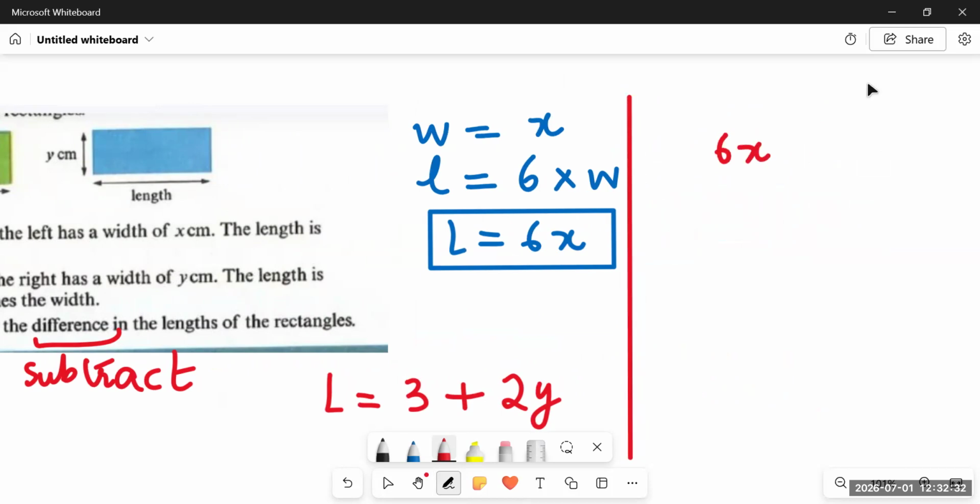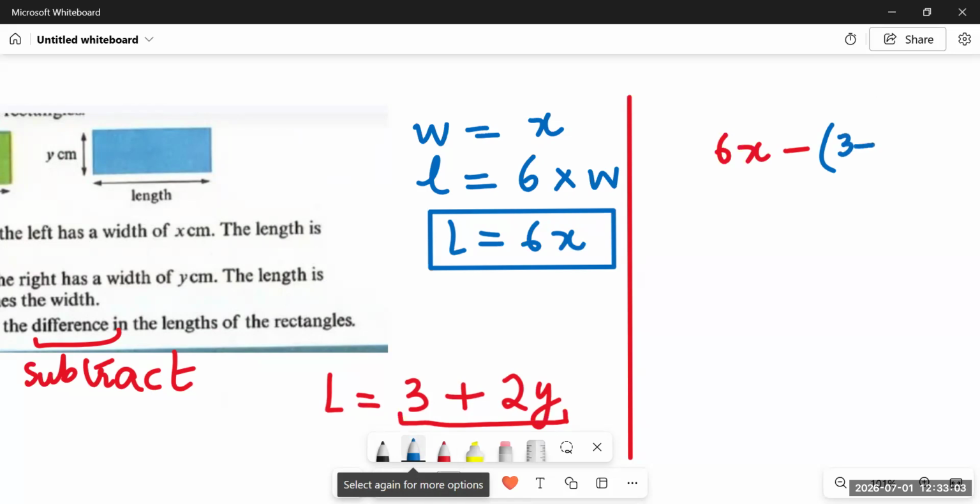Now we have to subtract, we have to find out the difference. And since the expression has two terms, always remember students, if an expression has more than one term, it can be two or more terms. Always remember, if you are subtracting an expression having two or more terms from another expression, always write them down inside a bracket. So it will be 6x minus bracket 3 plus 2y. This will be the final answer of the difference in the length of the two rectangles.